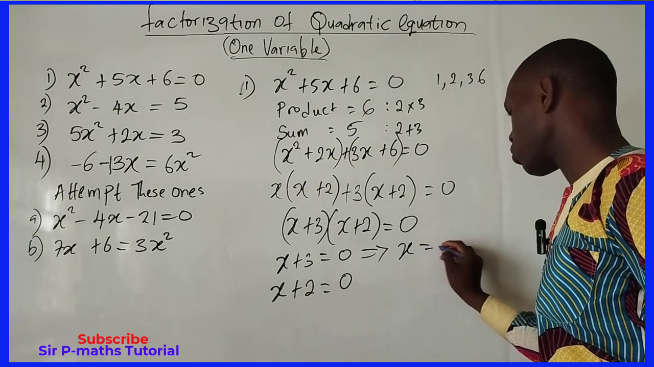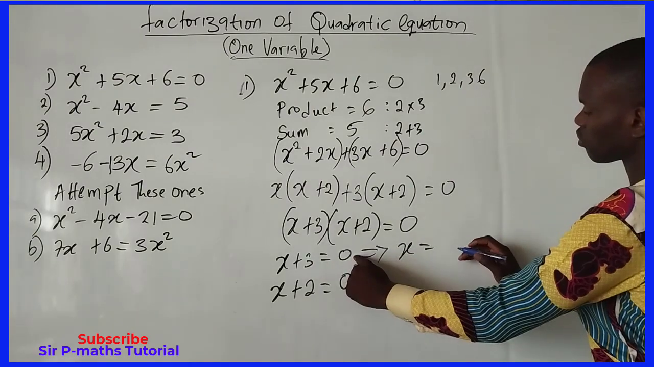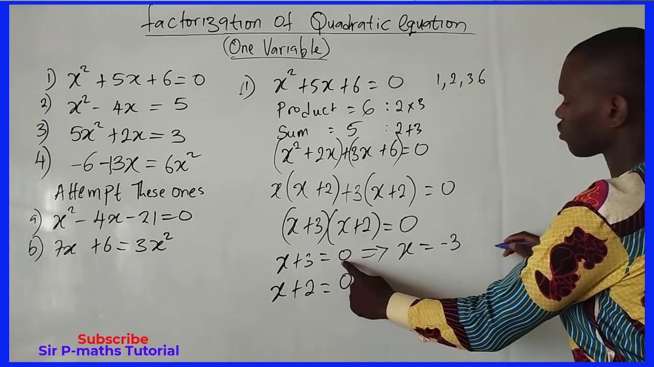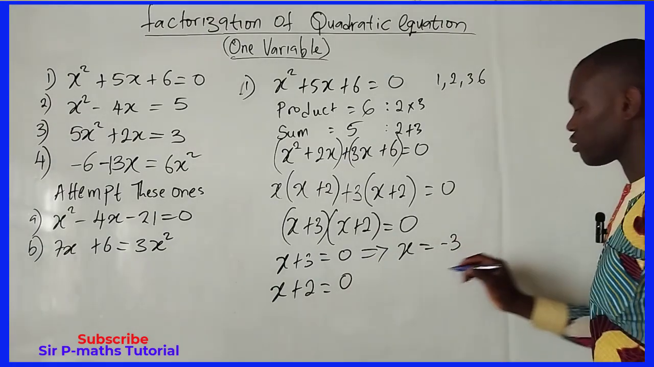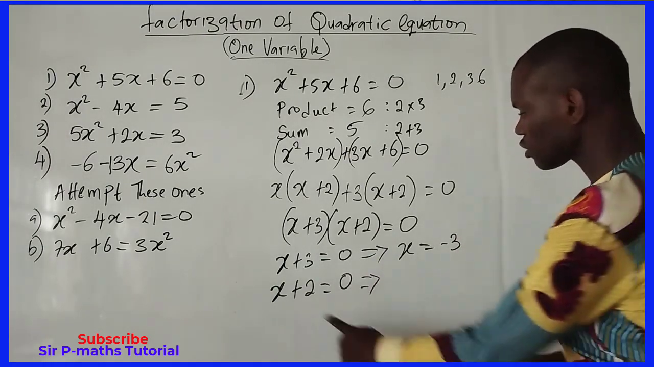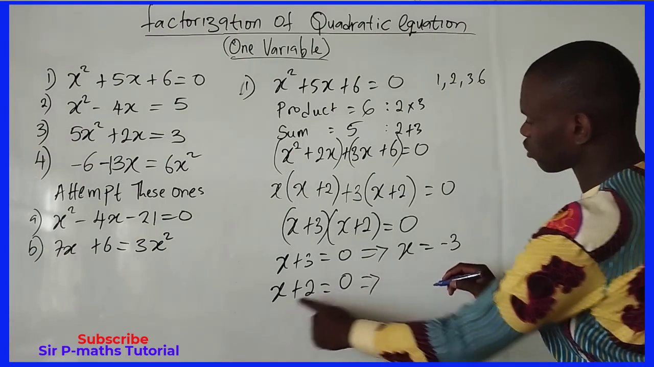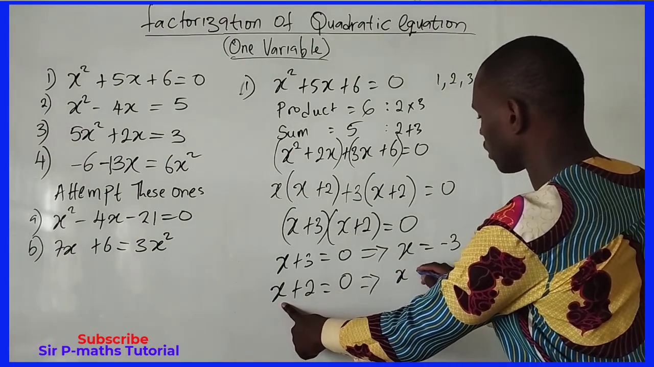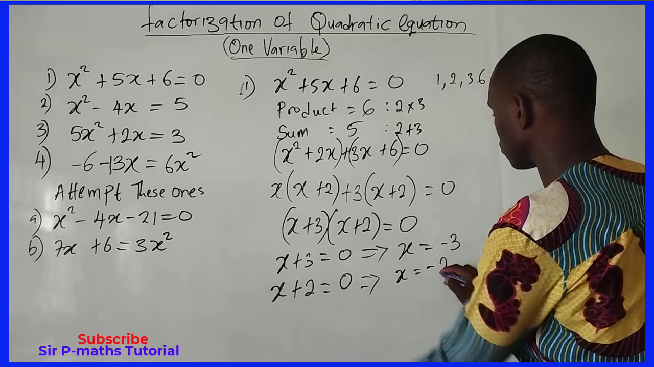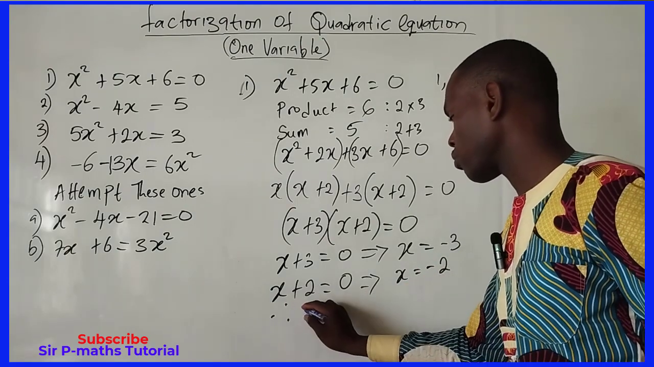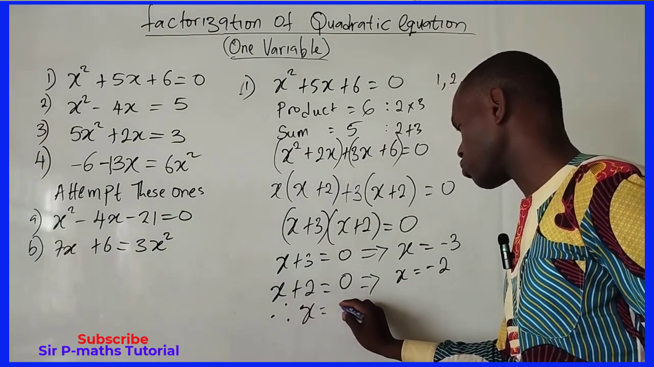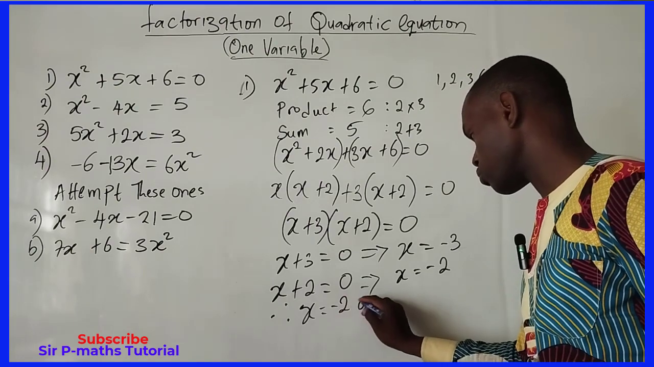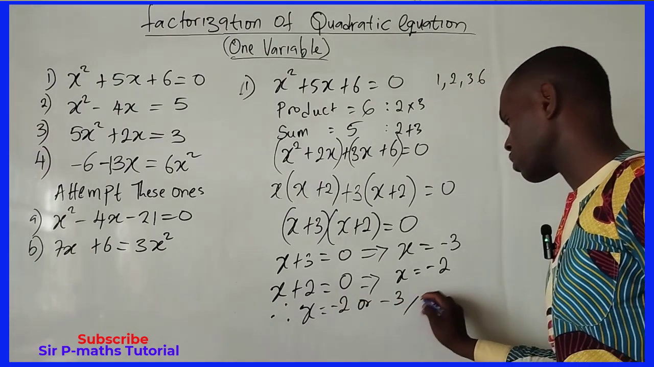So I'll have x equal to, if this crosses, it becomes negative 3. Of course, 0 minus 3 will give me minus 3. 2 will have to cross the equality sign also. So I will have x equal to minus 2. Therefore, x is equal to minus 2 or minus 3.